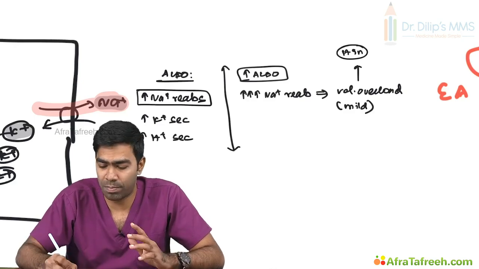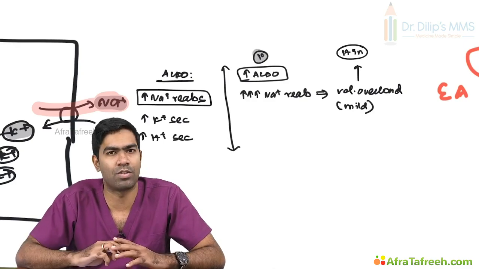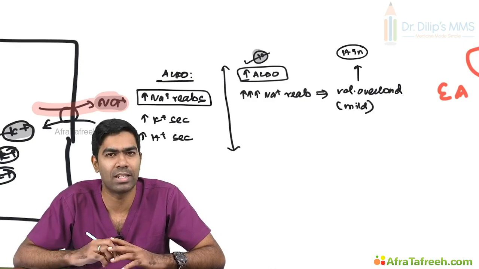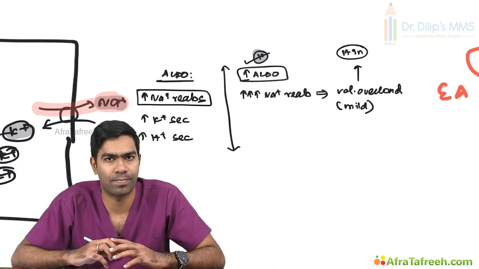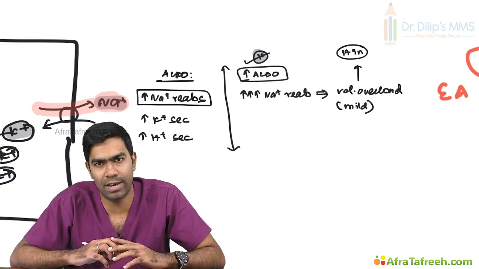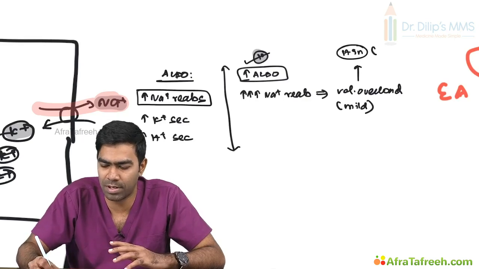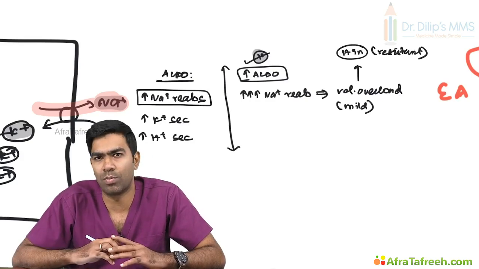We are talking about primary hyperaldosteronic states. Remember, there are many types of hyperaldosteronism. I'm talking about a primary increase in aldosterone. I'm not talking about a secondary cause of hyperaldosteronism. Any primary aldosterone excess will result in definitely hypertension. Most of the time, this hypertension tends to be resistant in nature, and this is due to the volume overload state.